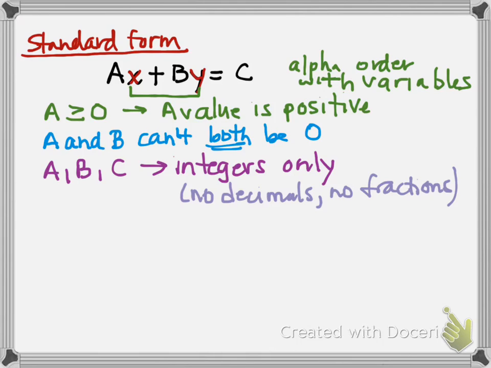So A has to be positive, or it could be equal to 0. A and B can't both be equal to 0. A, B, and C are integers only, no decimals or fractions allowed. So if we have a fraction, we're going to have to figure out how to get rid of it. Okay? All right, but what I want to talk about is how do we use this form to help us graph.